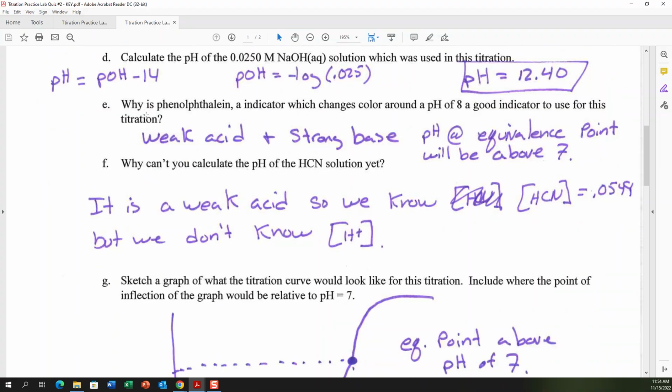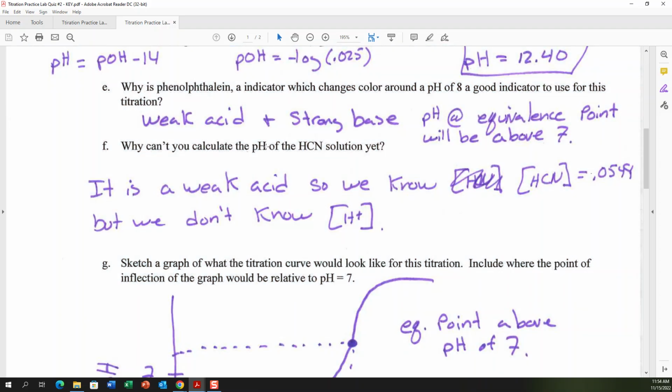Okay, remember we use phenolphthalein because phenolphthalein changes color at a pH of 8, and we should always understand that when we have a weak acid, strong base combo, the pH at the end point of the titration is always going to be above 7. So you want an indicator that changes color above 7, and that's why phenolphthalein is used.